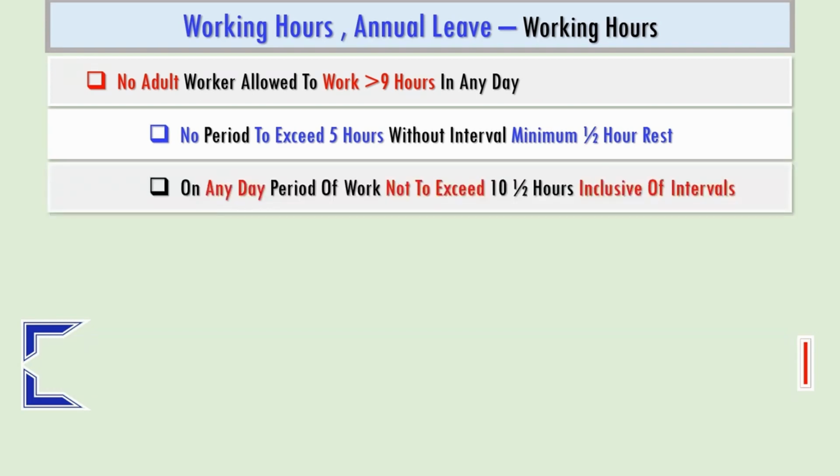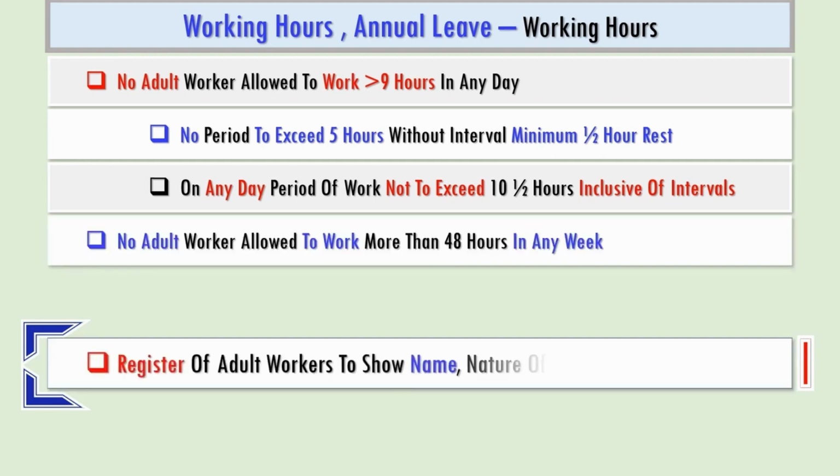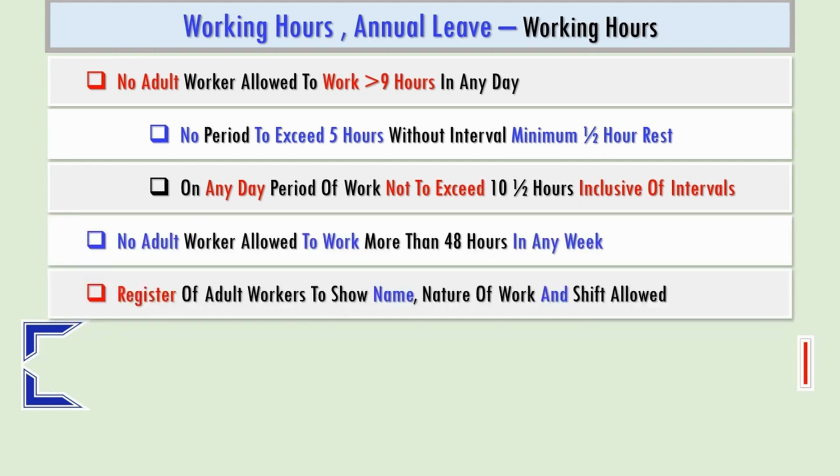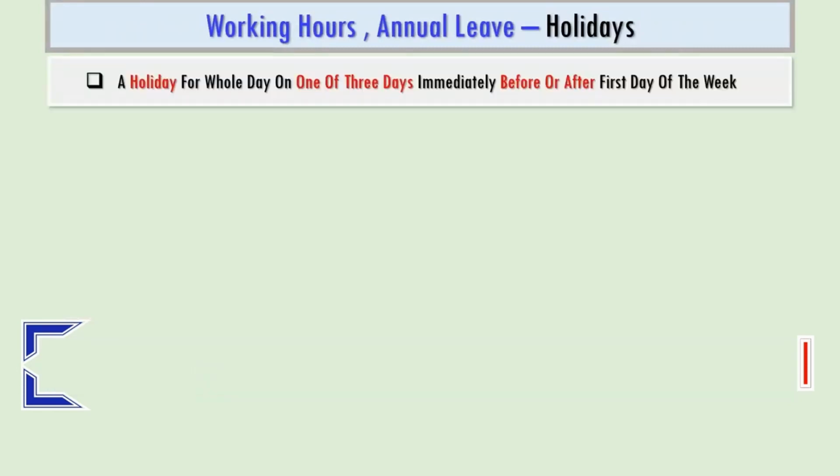In a week, working hours allowed are 48, and the name, nature of work and shift allowed will be specified in the register of adult workers as required. One of the 3 days before or after the first day of every week must be a holiday.